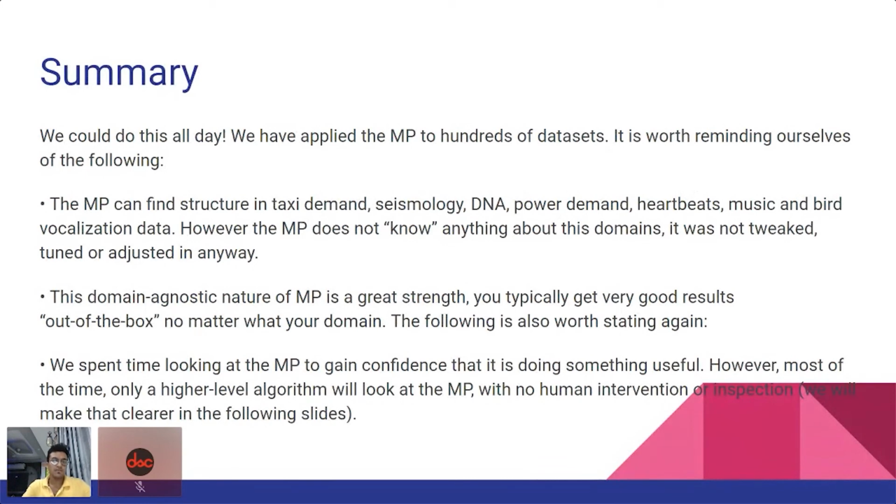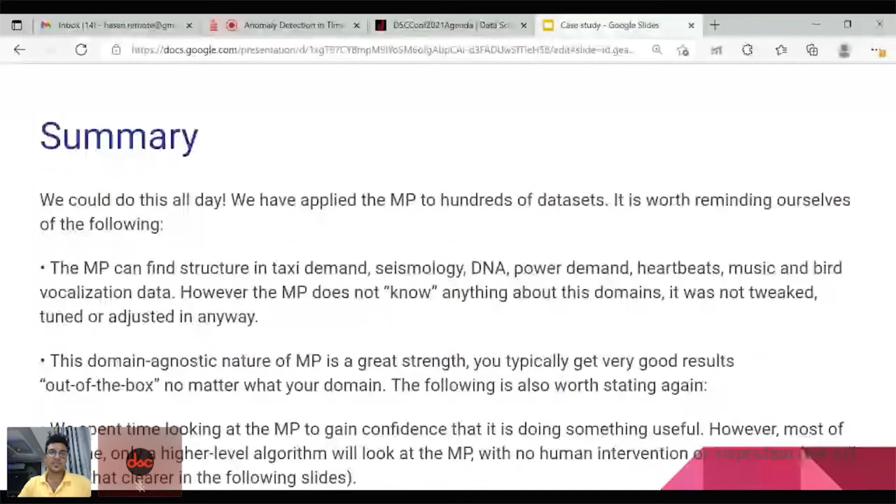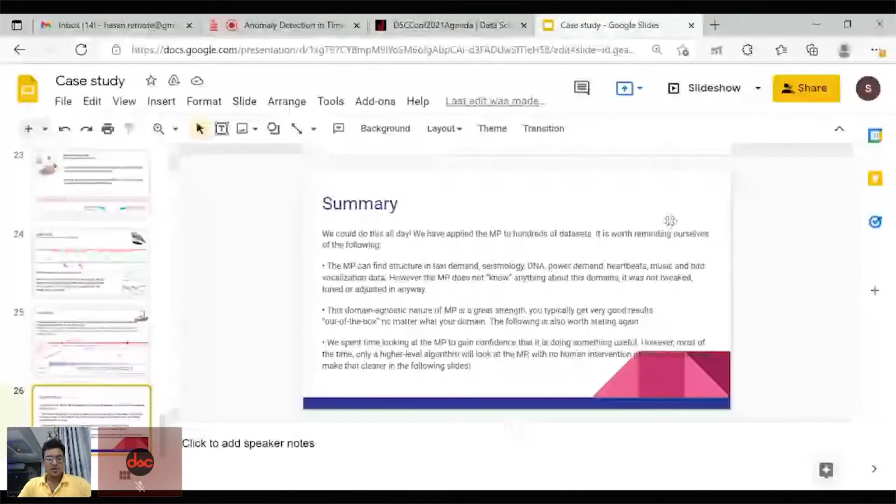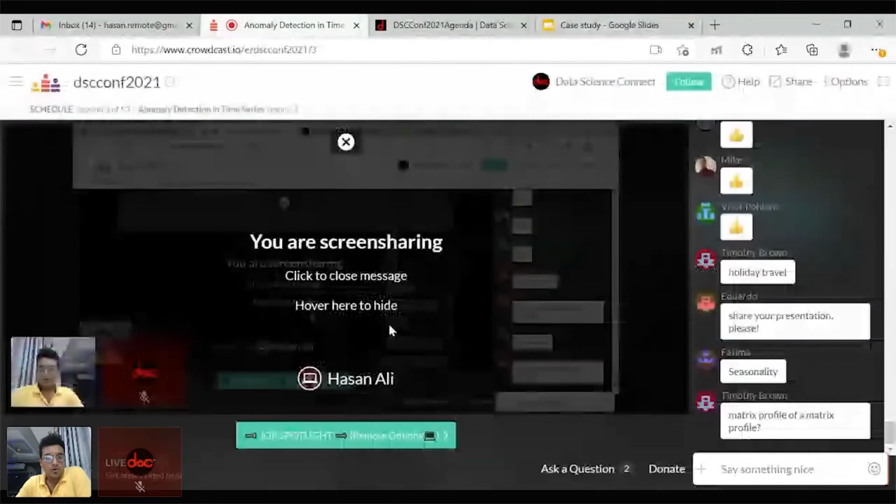Yep. So having said that, I think that's the end of my presentation. I wanted to talk about matrix profile, and I hope I have shared some important insight regarding anomaly detection using matrix profile.